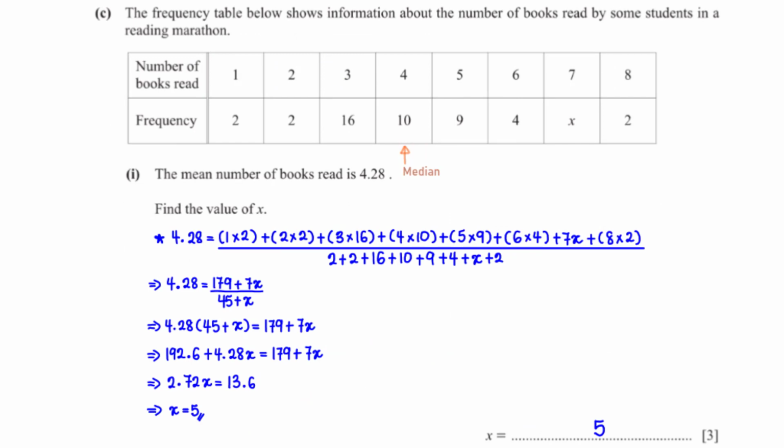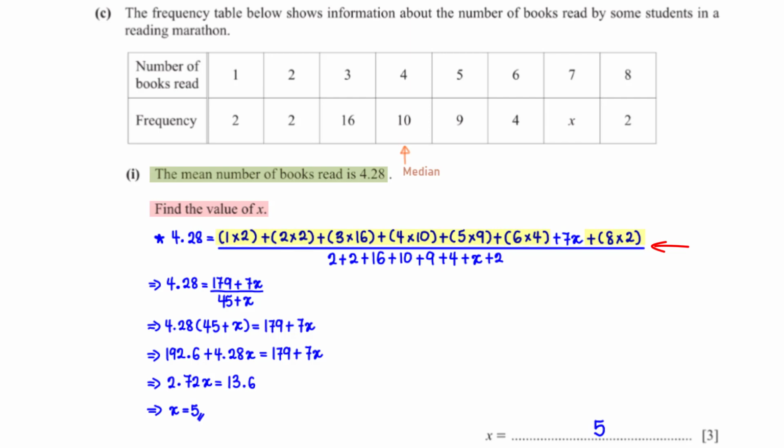The frequency table below shows information about the number of books read by some students in a reading marathon. The mean number of books read is 4.28. Find the value of x. The mean, which has been given as 4.28, is equal to the total number of books read, which is 1 times 2 plus 2 times 2 plus 3 times 16 plus 4 times 10 plus 5 times 9 plus 6 times 4 plus 7x plus 8 times 2, divided by the sum of the frequencies, which is 2 plus 2 plus 16 plus 10 plus 9 plus 4 plus x plus 2.